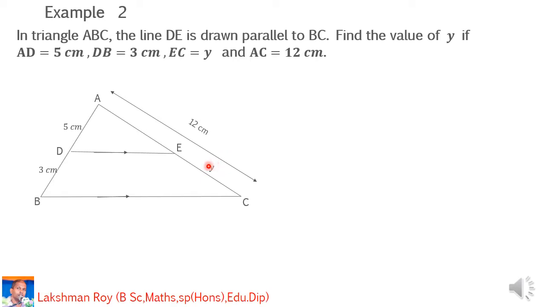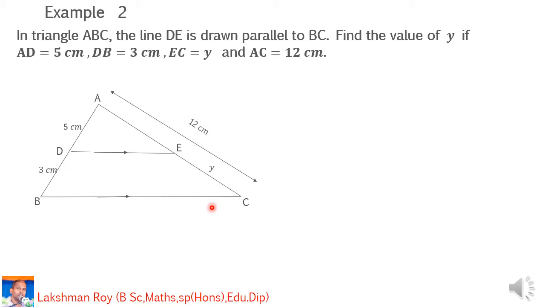Now you have seen, student, this DE line is drawn parallel to BC. So the theorem says the other two sides, that means AB side and AC side, divide proportionally. That means you can write a proportion, another ratio. Now to find y, this small length should be there, otherwise you can't find y.